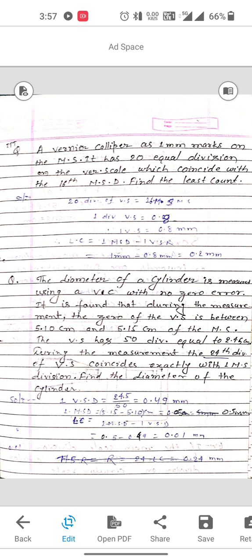One main scale division equals 5.15 minus 5.10, that is 0.05 centimeter, that is 0.5 mm. Let's find the least count: 1 main minus 1 vernier, 0.5 minus 0.49, that is 0.01 mm.